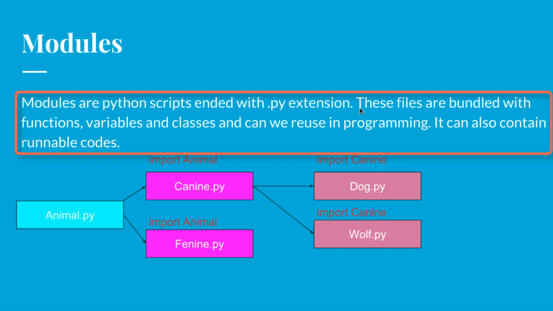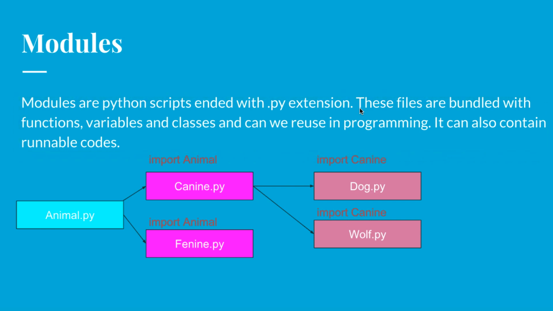It can also contain runnable code. So it's pretty simple, my friend. If you are familiar with C and C++, where we include different types of libraries, and Java, where we import different types of packages and classes, it's the same thing here. You can write code and then import that particular code in another program, in another code.